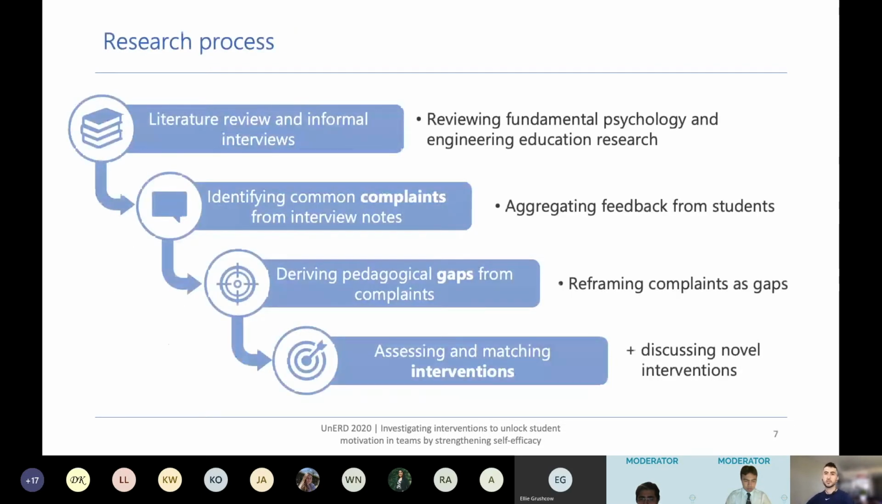And to achieve my research goals, I followed the process depicted on the slide. Beginning with a review of foundational psychology and engineering education research, then conducting informal interviews to develop an understanding of course structure and common complaints here at U of T. From here, assessing complaints to derive gaps in the course structure, and finally, identifying methods to remediate said gaps. Here, I'll present the interventions that are both existing and novel that support the unlocking of student motivation.